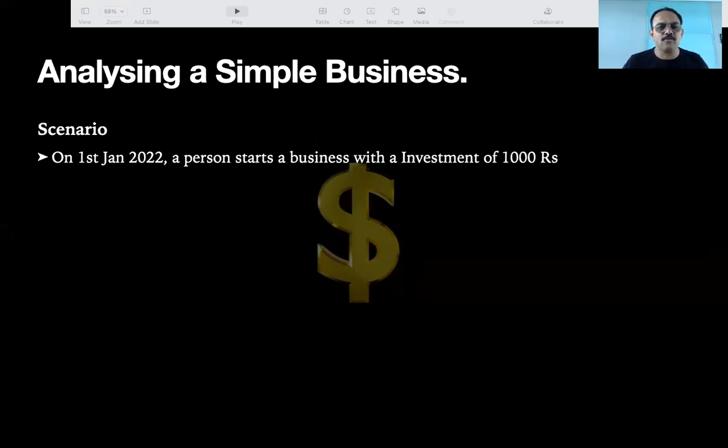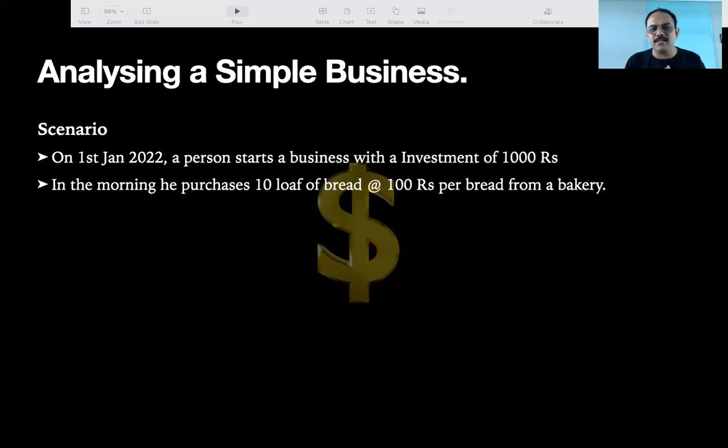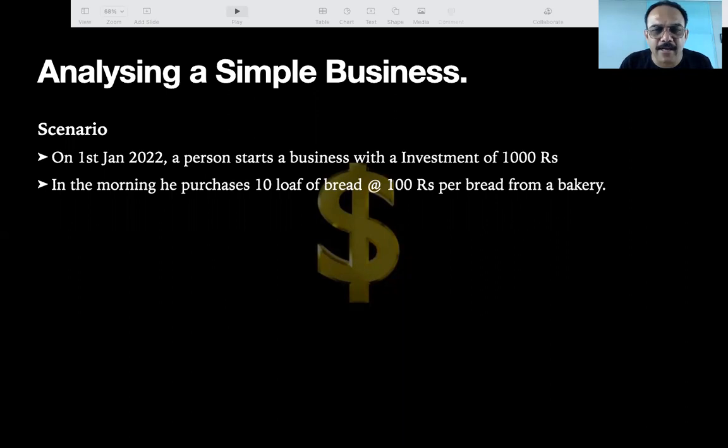So now on 1st of August 2022, a person starts a business with an investment of 1,000 rupees. So he has two 500 notes. He starts a business. What he does is he goes in the morning, purchases 10 loaves of bread at 100 rupees per bread from the bakery. So he goes to the nearest bakery, gives him 1,000 rupees, picks up 10 bread loaves from that bakery.